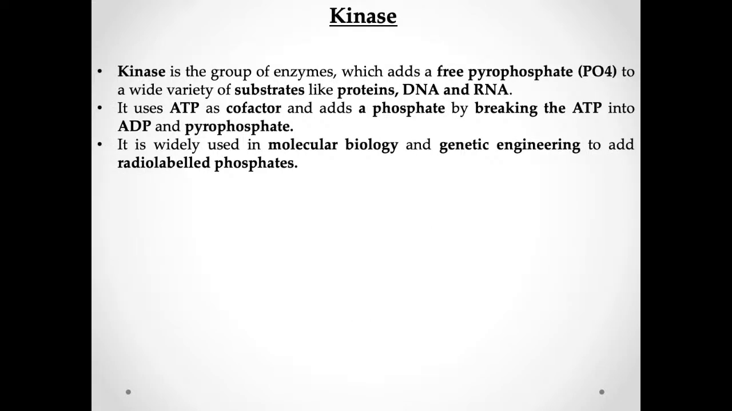Then come kinases. Kinases are a group of enzymes which add a free phosphate to a wide variety of substrates like proteins, DNA and RNA. It uses ATP as a cofactor and adds phosphate by breaking the ATP into ADP and pyrophosphate. So they are quite famous, these kinases, in molecular and genetic engineering for radiolabeling.